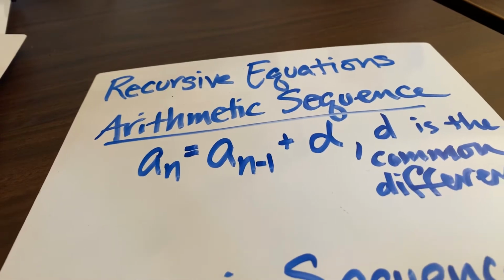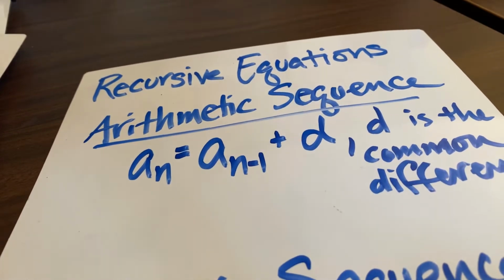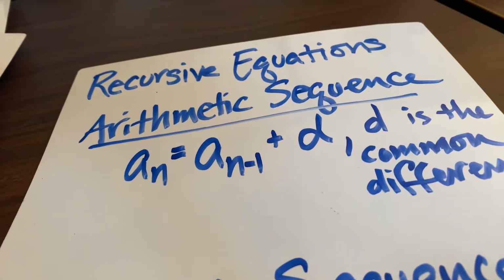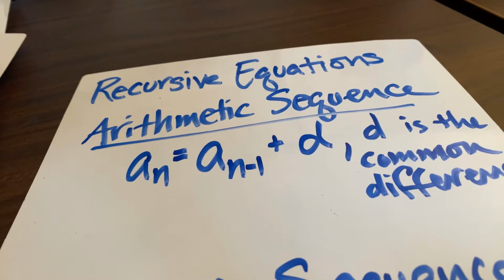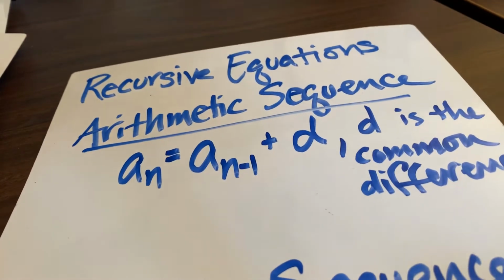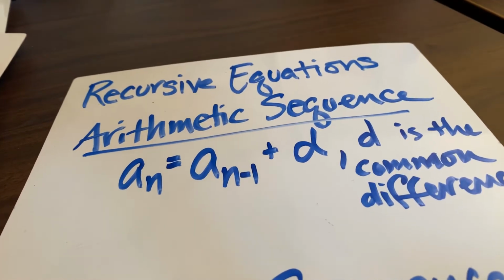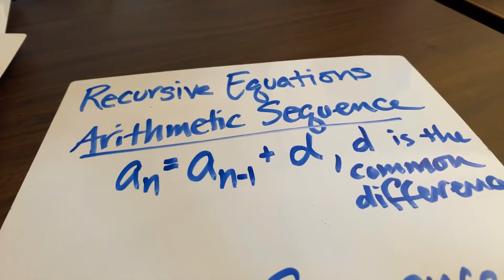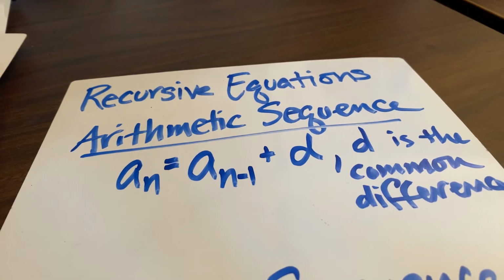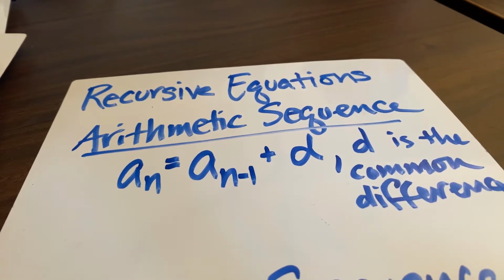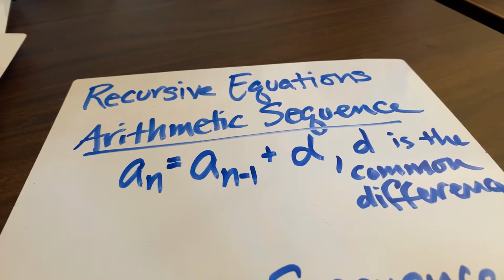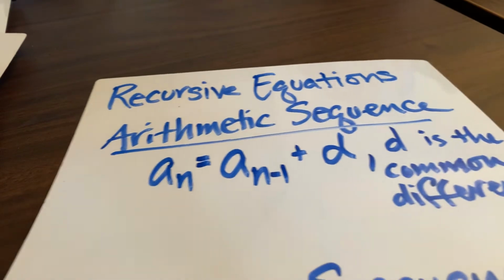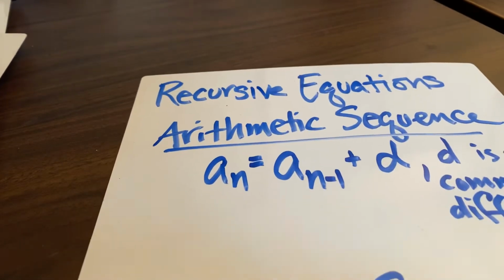Remember that an explicit rule gives a sub n as a function of the term's position number n in the sequence, right? So you can find the 100th term of a sequence without having to find 99 previous terms. But a recursive rule gives you the beginning term of a sequence, and the recursive equation tells how a sub n is related to one or more preceding terms. So let's talk a little bit about recursive equations.